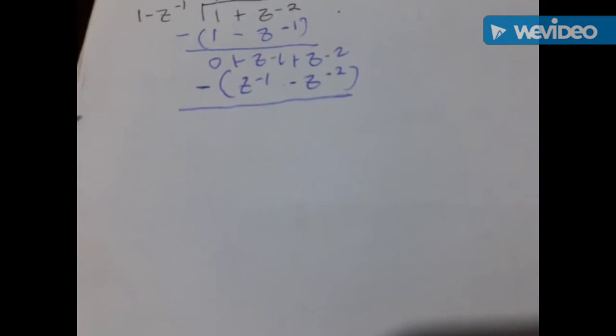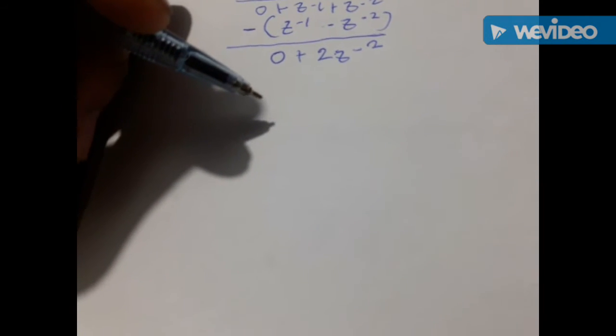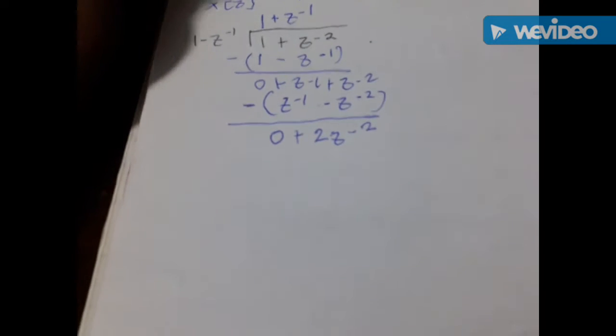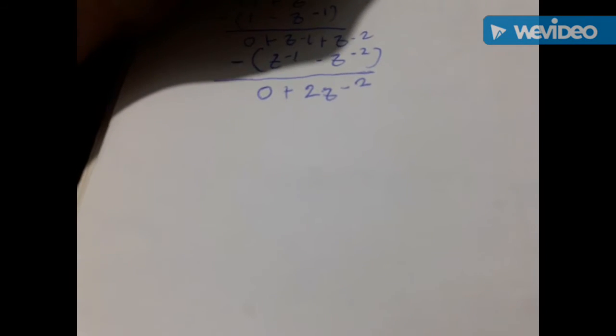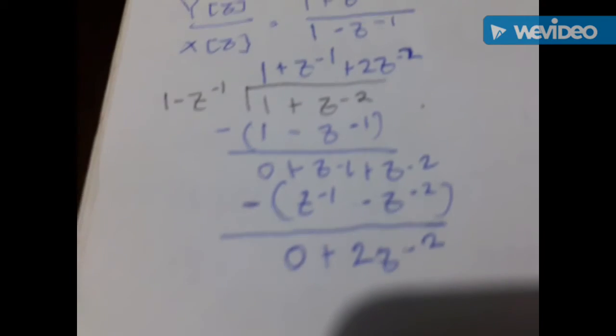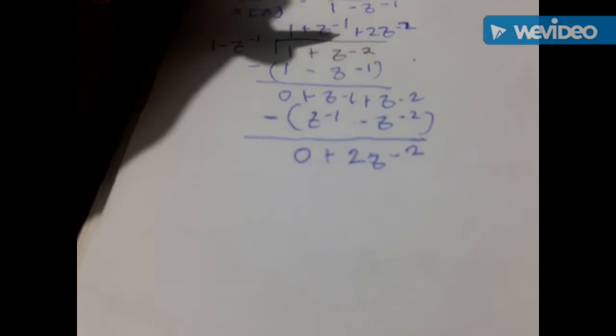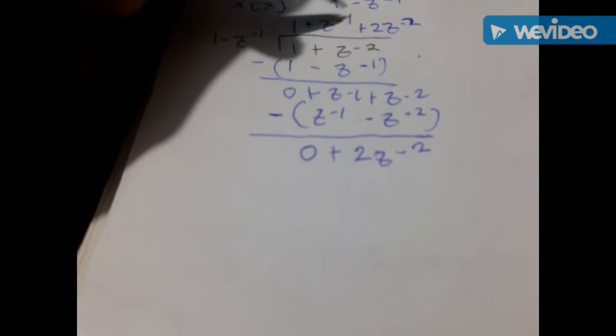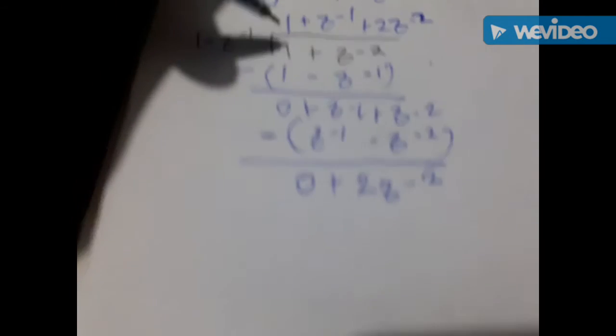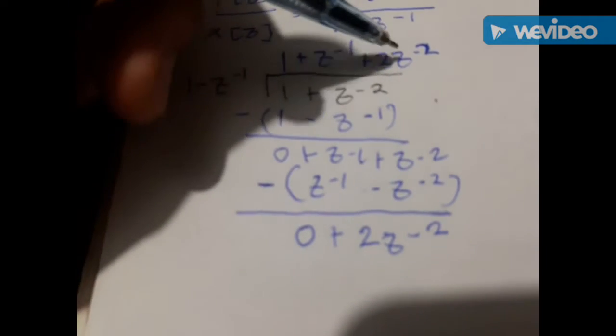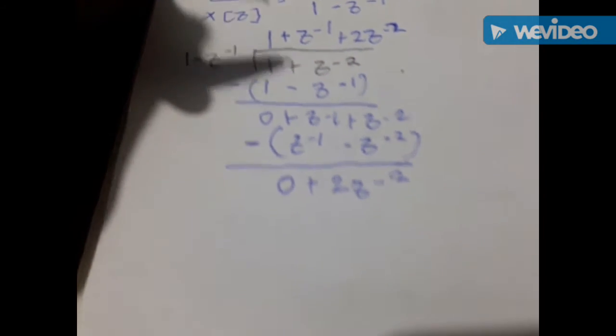And again, reversing the sign because it is a subtraction, we get 0 plus 2z^-2, and again dividing it by 1, we get the same answer. So as we observe, it is a non-terminating series, but the exponent is decreasing since it is an inverse, and this part is exponential.